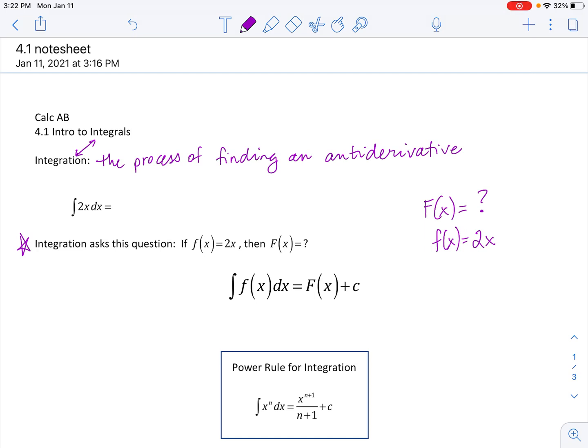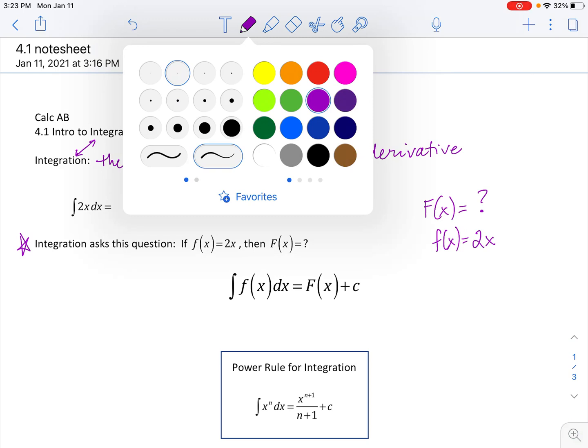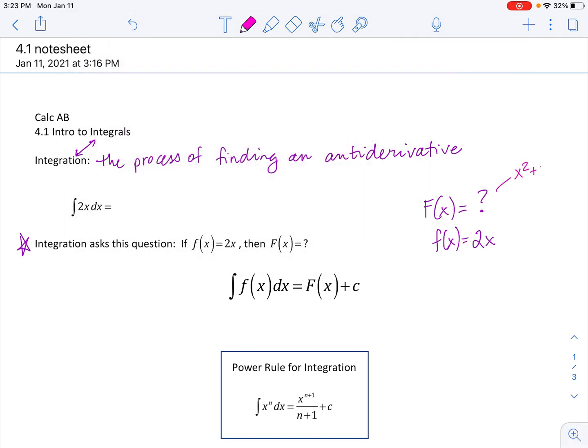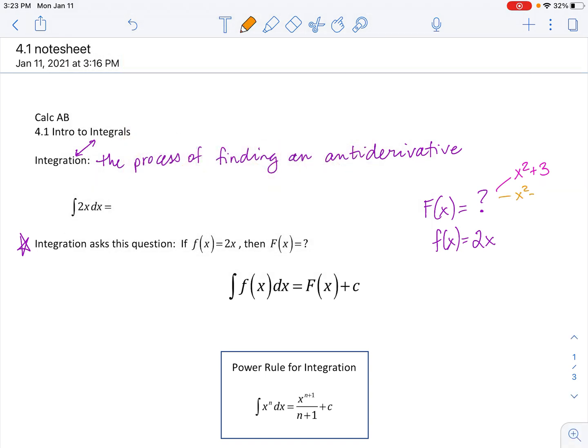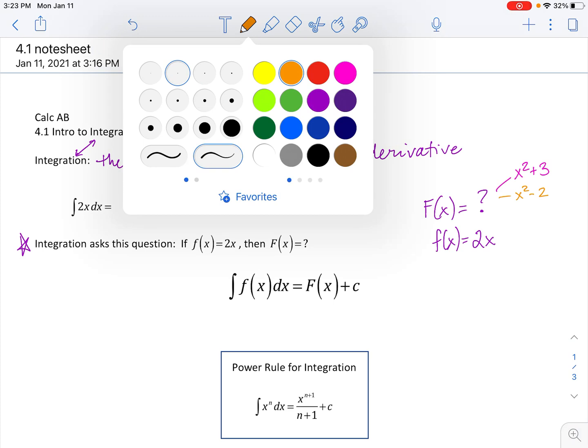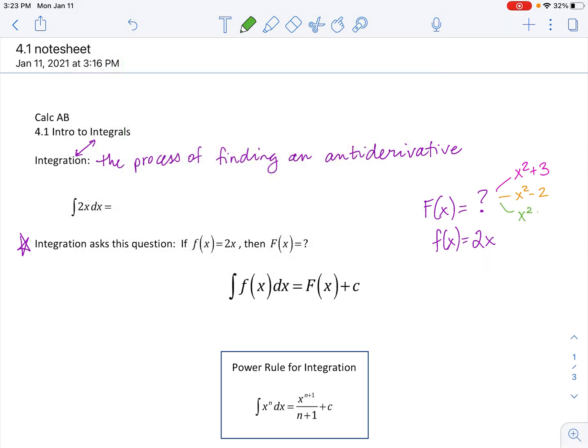But here's the catch: there's more than one function. Can you think of another function that has the same derivative as x squared? That's the catch. x squared plus 3, that function's derivative is 2x. x squared minus 2, that function's derivative is 2x. We've got x squared plus pi. That function's derivative is 2x. And we have a whole series of functions that all have the same derivative.